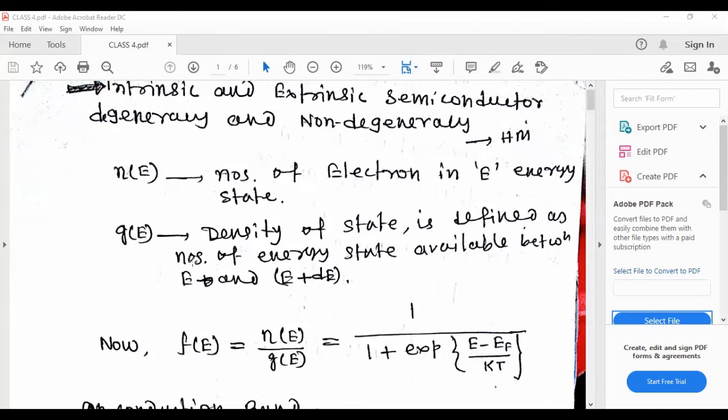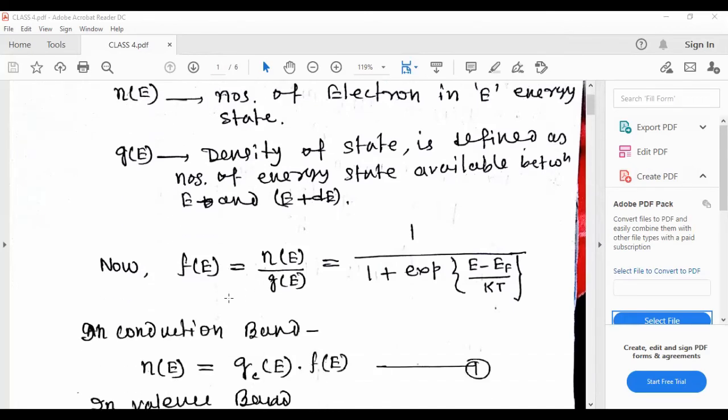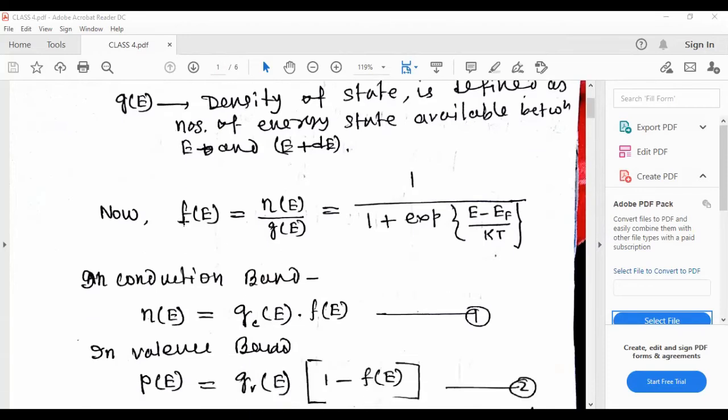Within that energy range, G is the total available states and N of E is the states occupied among these available states. So what is the probability? By definition, f of E is the probability. Probability is the number of occupied states divided by total states. This is also a probability here, and this is the Fermi-Dirac distribution function as well.